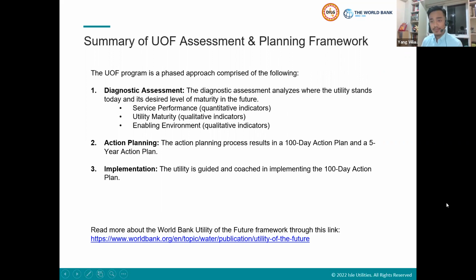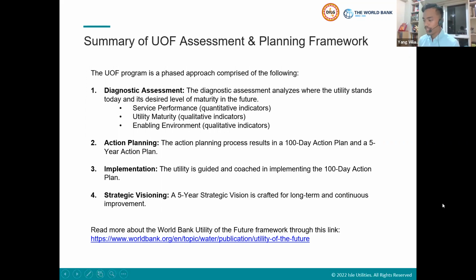The third phase is implementation. We do support the utilities, we guide them, we coach them in implementing their 100-day action plan. And finally, the strategic visioning phase is where we co-create or co-develop with the utility a 5-year strategic vision. This is for long-term and continuous improvement.